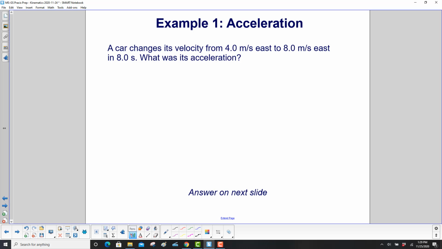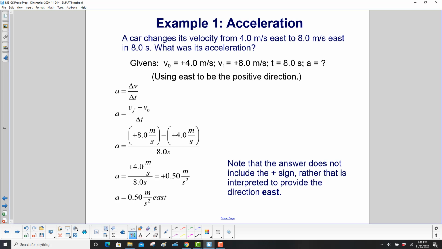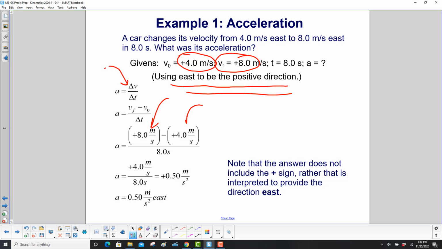A car changes its velocity from 4 meters per second east to 8 meters per second east in 8 seconds. What was its acceleration? Answer on the next slide. We start with our givens, and we put a plus sign on both the velocities because we're going to assume east is the positive direction. Here's our equation for acceleration. We put in our numbers, plus 8, final velocity, plus 4, initial velocity. Carry out the math, and we get an acceleration of 0.50 meters per second squared. But we write our answer as 0.50 meters per second squared east. We interpret the positive sign as meaning east.